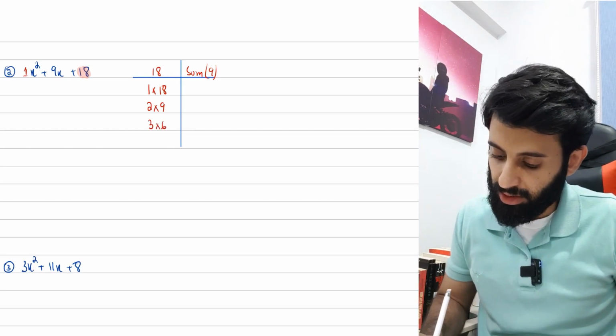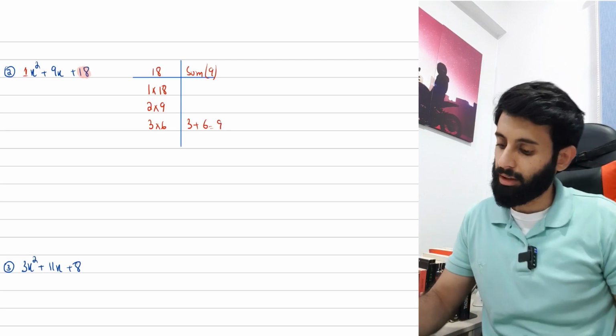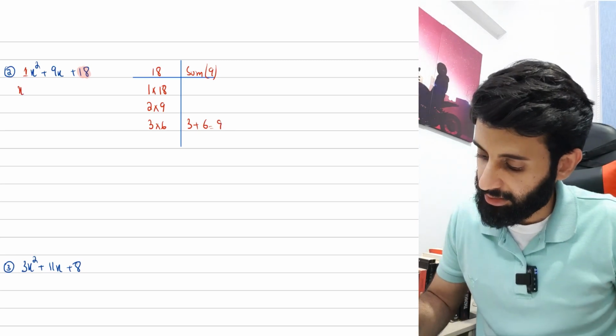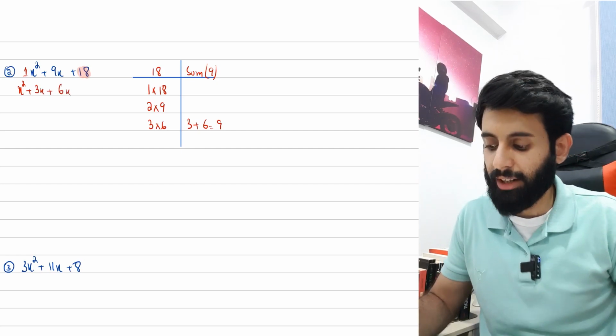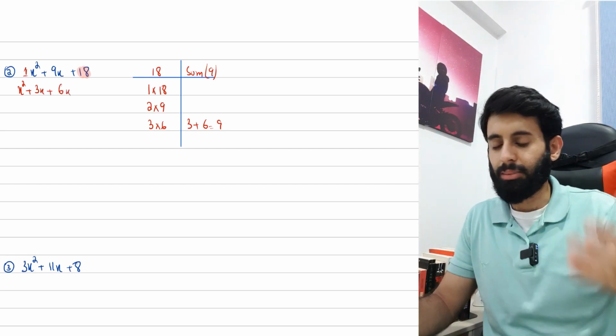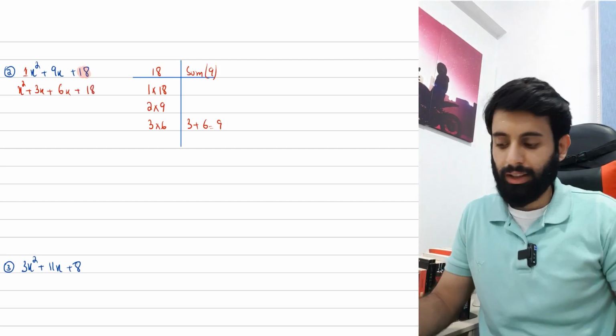And then 3 times 6, which will work because 3 plus 6 is equal to 9, and that's exactly what we're looking for. Okay, so what happens next is that x squared plus 3x plus 6x, and you can change the order, by the way. You can write x squared plus 6x plus 3x. It's completely fine as long as you're not messing with the signs.